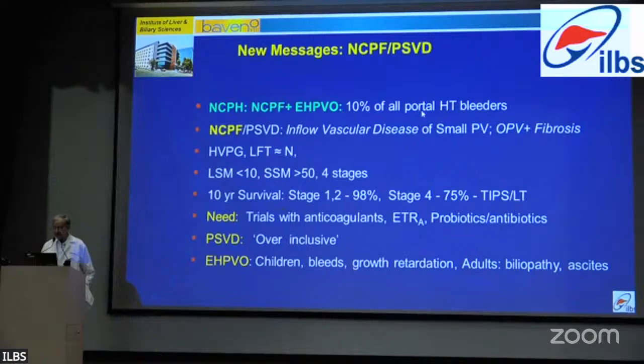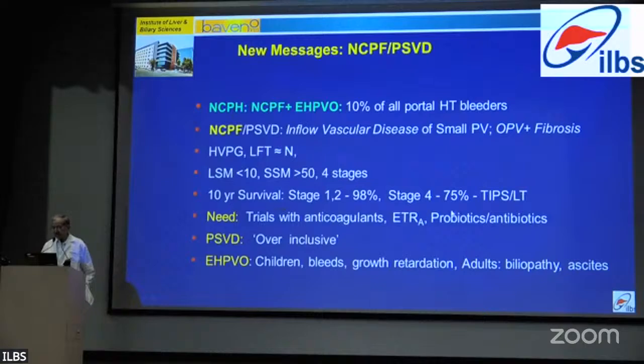10% of all bleeders are non-cirrhotic. And I think the better term is an inflow vascular disease of small portal veins. And this has obliterative portovenopathy with or without fibrosis. The HVPG is normal and liver functions are near normal. LSM less than 10, SSM above 50. The Westerners say 40, I think 50. And we should do the staging.